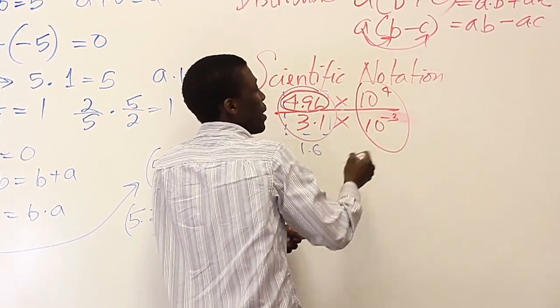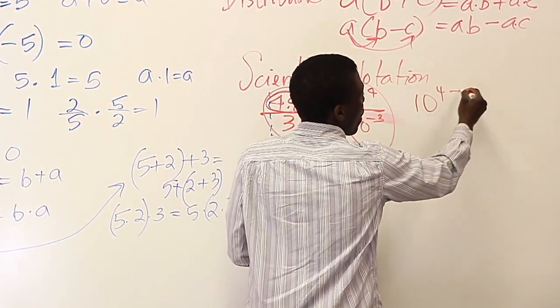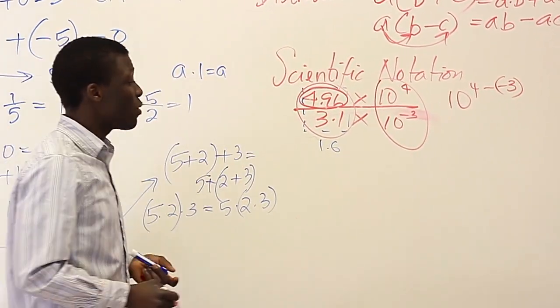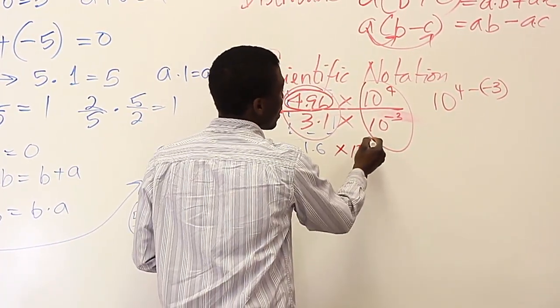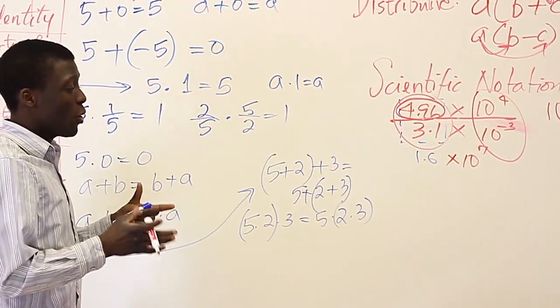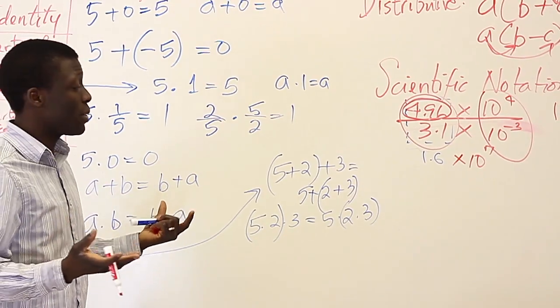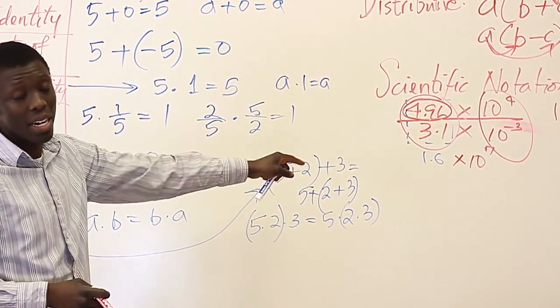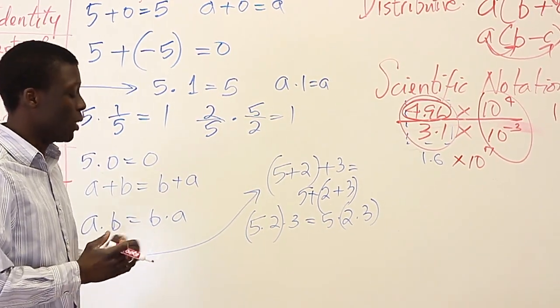And here, you would bring that up. It becomes 10 to the 4th power minus negative 3, and that becomes 10 to the 7th power. So our answer is 1.6 times 10 to the 7th power. You can write it that way, or you can write 10 to the 7th times 1.6. You'll be using the commutative property of multiplication. But this is the way we like writing our answers in scientific notation.